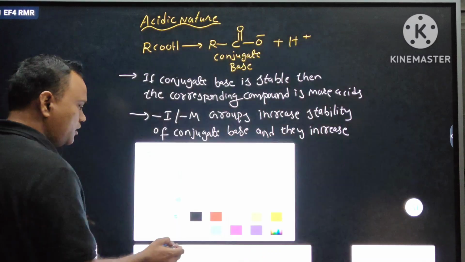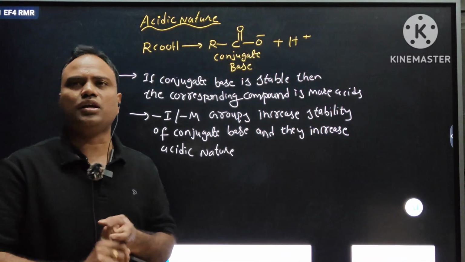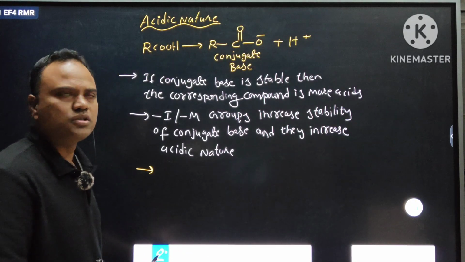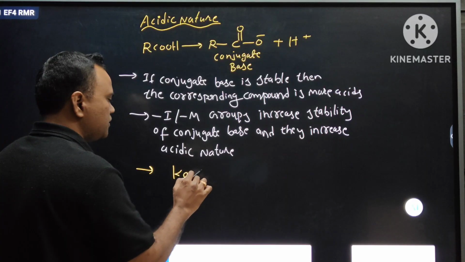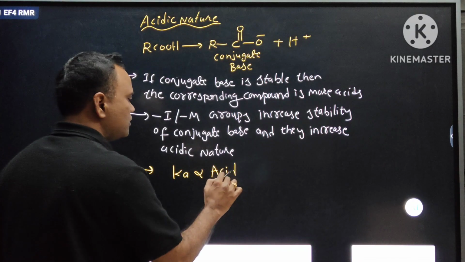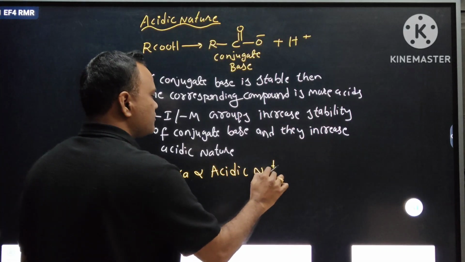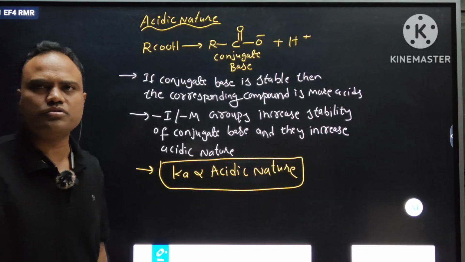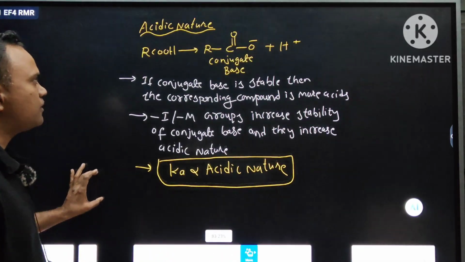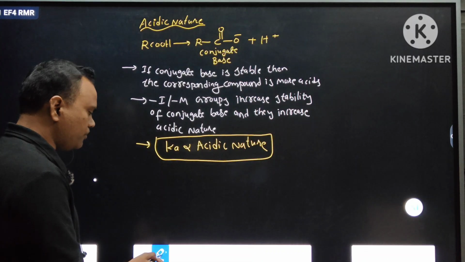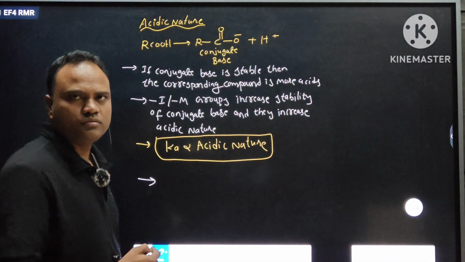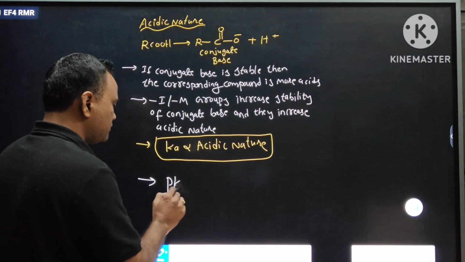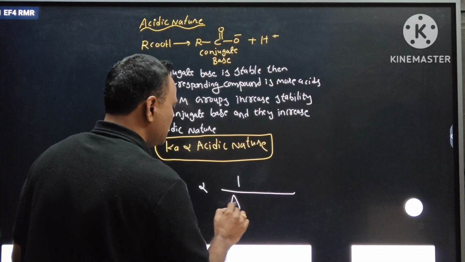Right? And one important point, a question-coming area: Ka, pKa. This is very important. From ionic equilibrium or from the first year GOC, I am giving directly. Ka is directly proportional to acidic nature. Just remember this point or relation. Acid dissociation constant Ka is directly proportional to acidic nature. If Ka value is more for a compound, its acidic nature will be more, right? Based on the Ka values, we can compare the acidic nature. And pKa is inversely proportional to acidic nature.